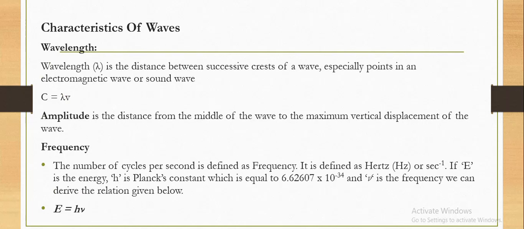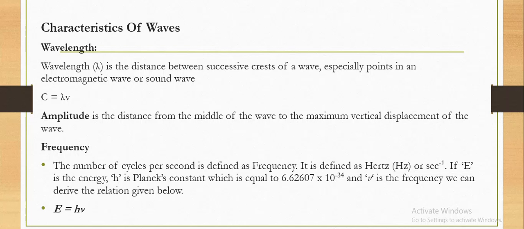Characteristics of waves. First one is wavelength. Wavelength, that is denoted by lambda, is the distance between successive crests of a wave, especially points in an electromagnetic wave or sound wave. It can be simply defined as the distance of one full cycle of the oscillation. If lambda is the wavelength, c is the speed of light, and v is the frequency, then c = λv. Then second one is amplitude.